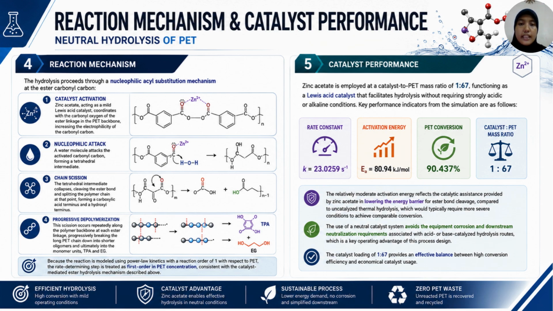By utilizing a catalyst to PET mass ratio of 1 to 67, zinc acetate lowers the activation energy barrier to 80.94 kJ per mole, yielding a rate constant of 23.0259 per second. This gives us a massive operational advantage, enabling high conversion while completely eliminating equipment corrosion and downstream chemical neutralization.